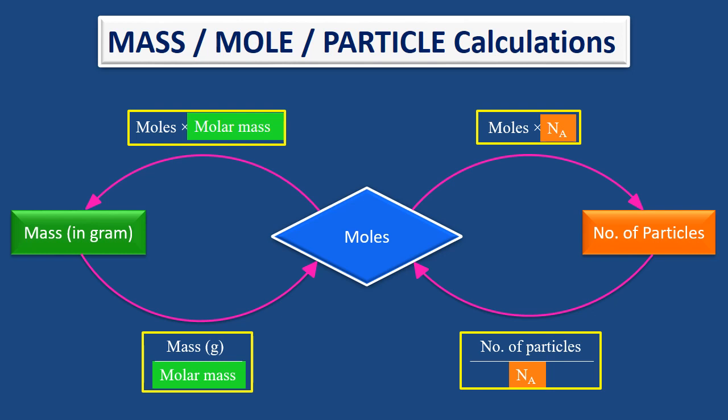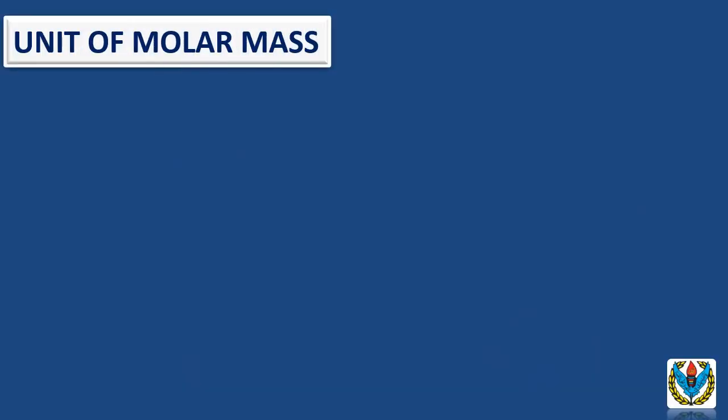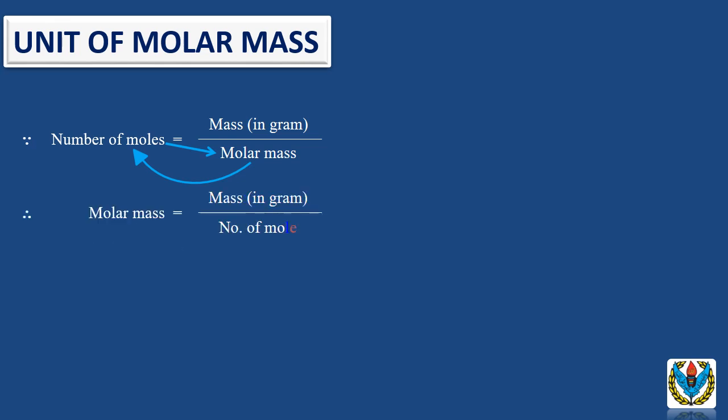I hope you understand. Finally, the units of molar mass are obtained using this formula. Number of moles is equal to mass in gram over molar mass. Now shifting molar mass to the left hand side and number of moles to the right, we get this. Writing units of both quantities on right hand side, we get gram over mole, or you can say gram per mole.